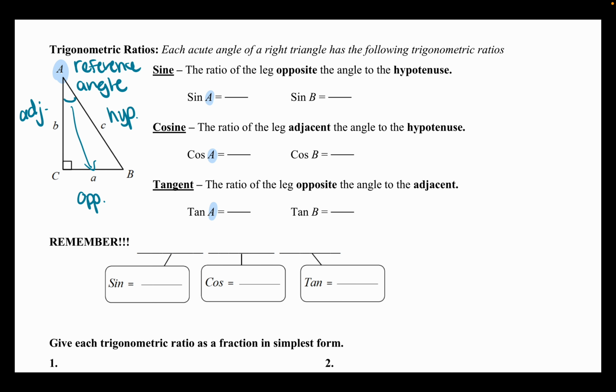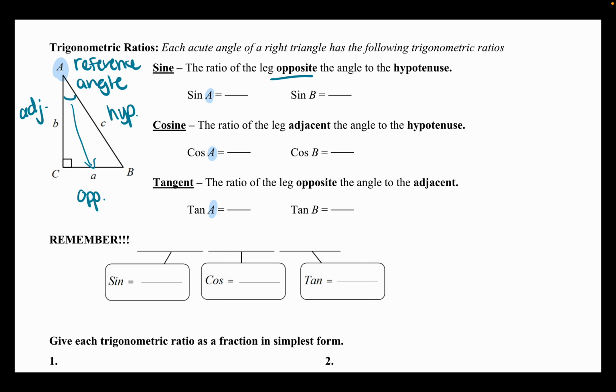So for sine of A, your ratio is going to be your opposite over your hypotenuse. So it's going to be A over C. Cosine is adjacent over hypotenuse, so that's going to be B over C. And tangent is opposite over adjacent, so that's going to be A over B.